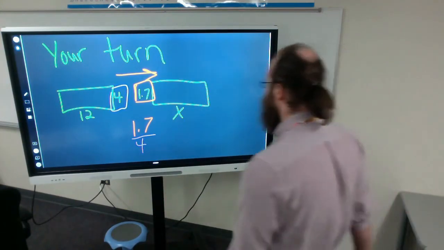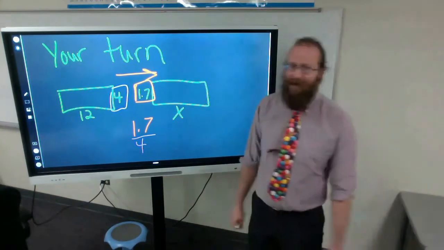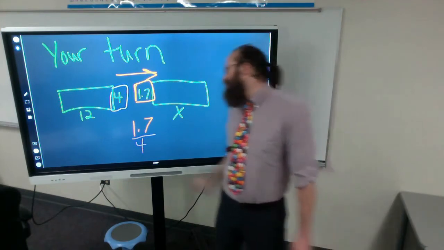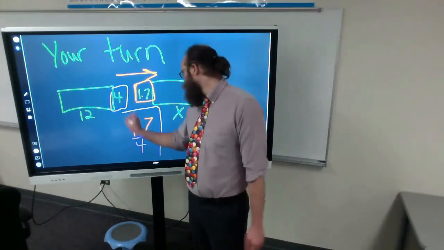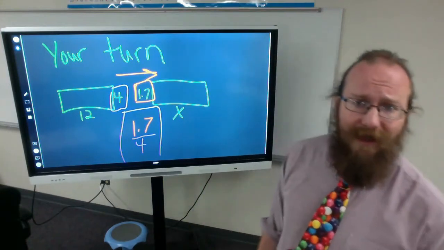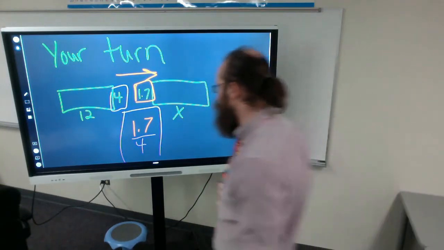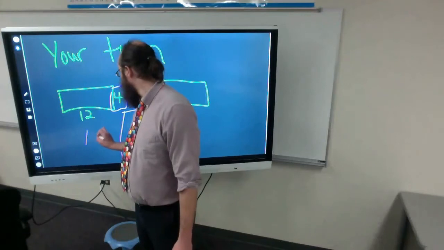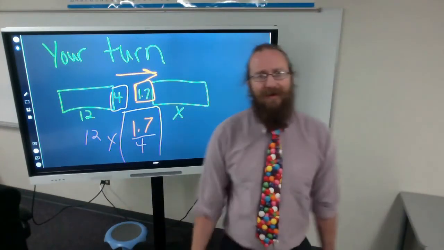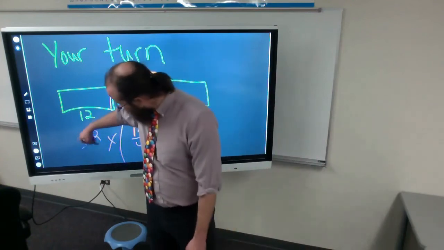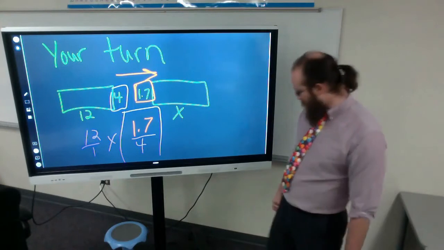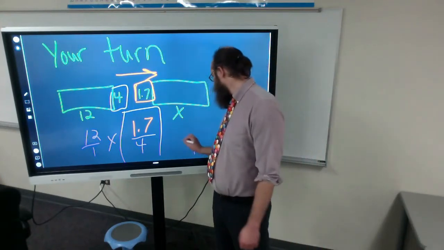Yeah, awesome. Way to go, Mr. Cartwright. Thank you for picking an easy number. So what do we do with our scale factor now that we found it? Very good. All we have to do is multiply our scale factor by 12. So 12 times 1.7 over 4. I'm going to convert 12 into a fraction, so 12 over 1. And then multiply. We go straight across the bottom, so we get 4 on bottom.